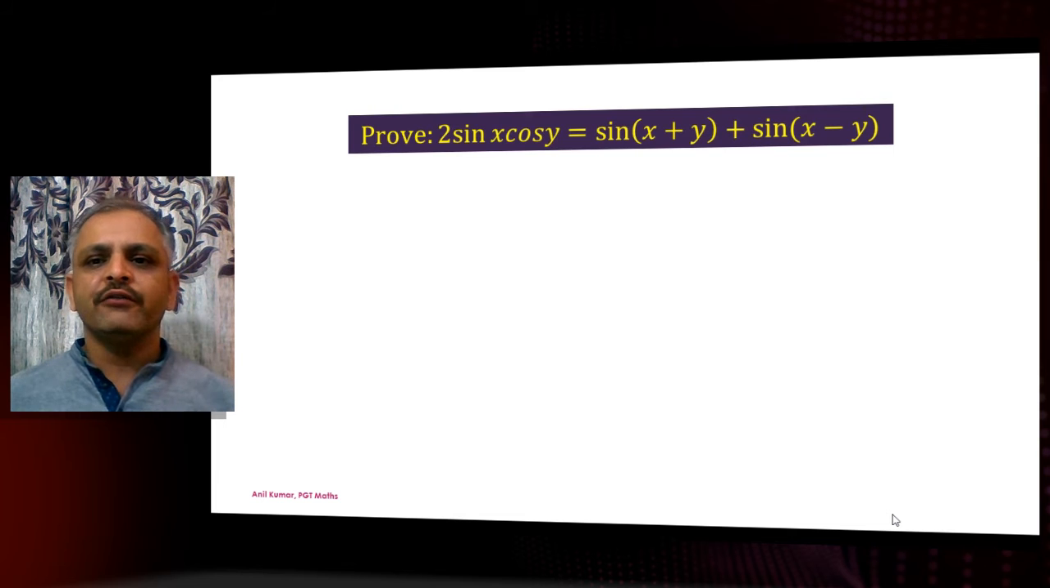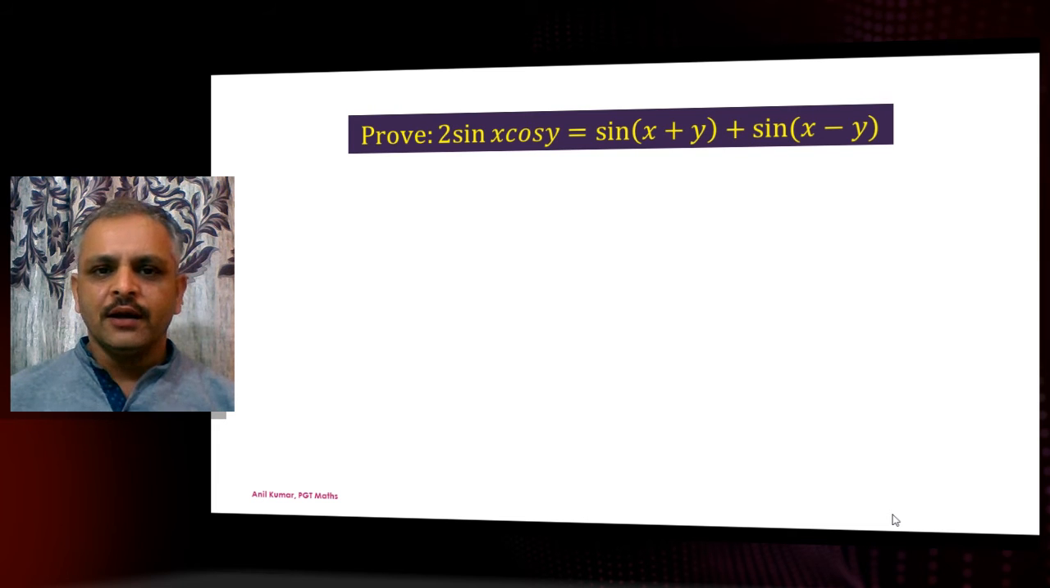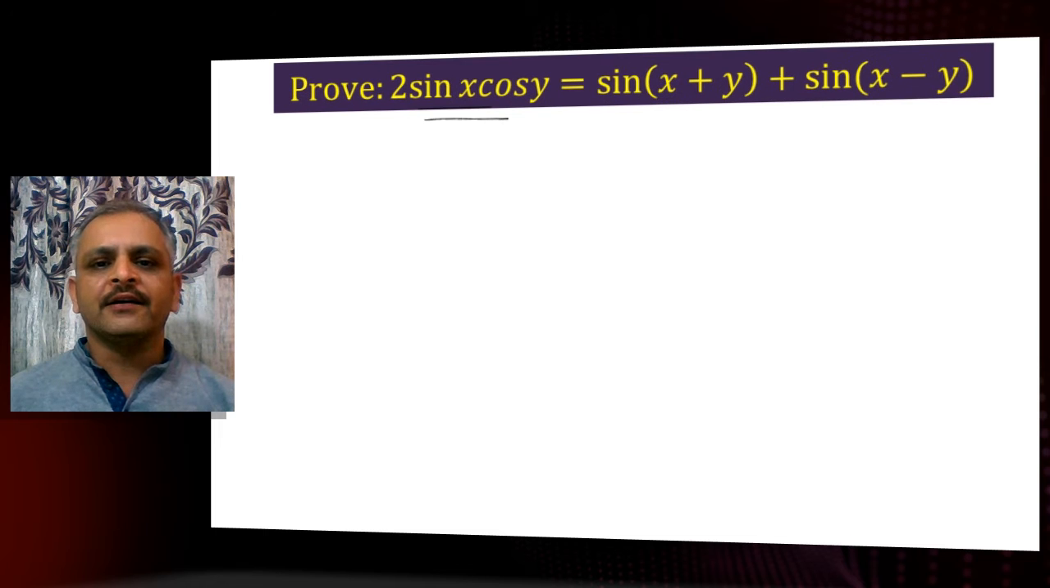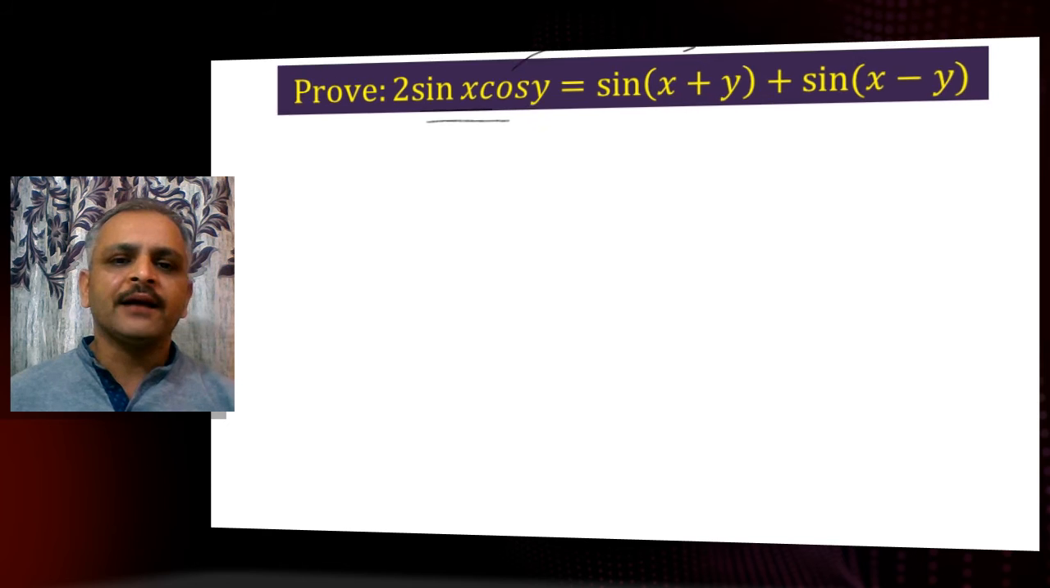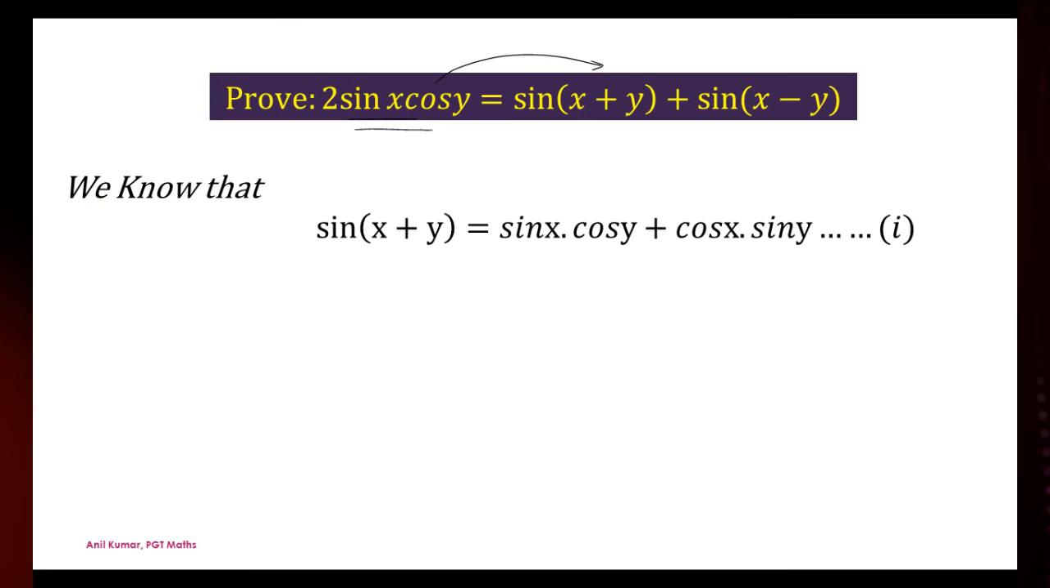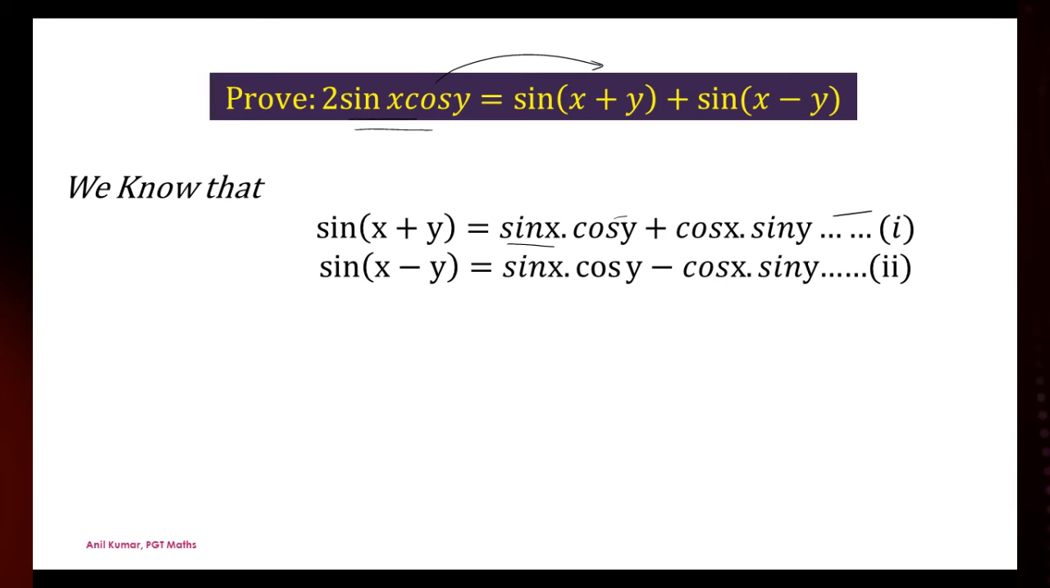First of all, we will do the defactorization formula. That means whenever we have these trigonometric identities given in the form of factors and we have to defactorize them, then we will apply these identities. We know that sin(x+y) is equal to sin x cos y plus cos x sin y, and sin(x−y) is sin x cos y minus cos x sin y.